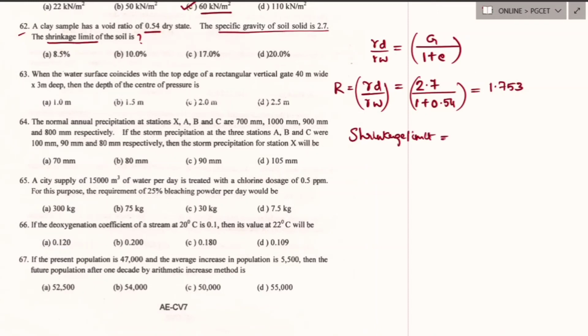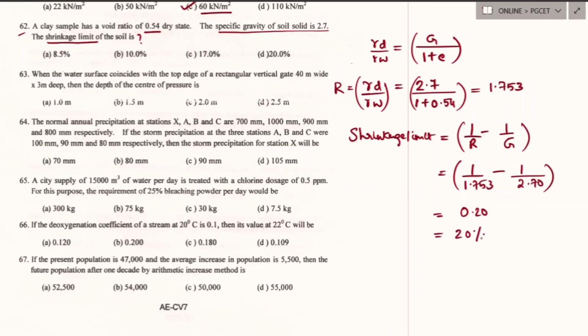Shrinkage limit is given by the formula 1 divided by R minus 1 divided by G. 1 divided by R, where R is 1.753, minus 1 divided by G. G is the specific gravity of the soil solid, 2.70. Therefore, if you calculate this, shrinkage limit will be 0.2, that is 20%. So option D is the right answer.